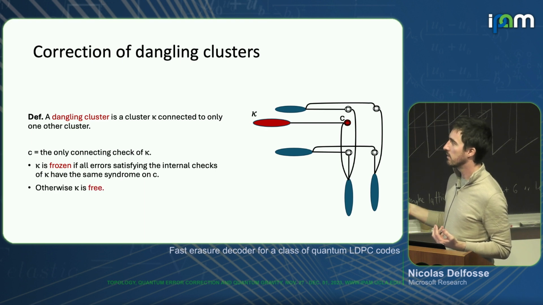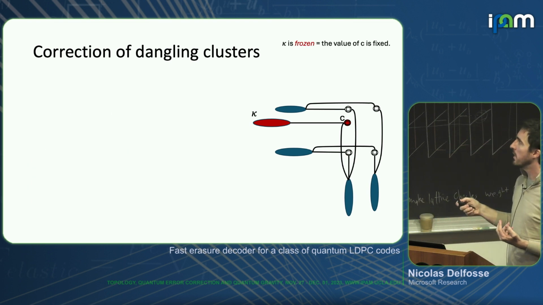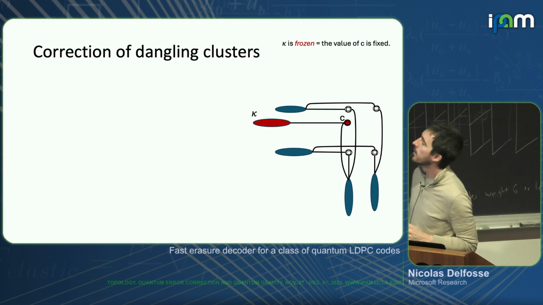We cannot change it. It's fixed. And it's free if there is some correction that has the value 0 and some other corrections that have the value 1. Then we can choose this bit. So keep in mind, frozen means the value of C is fixed.